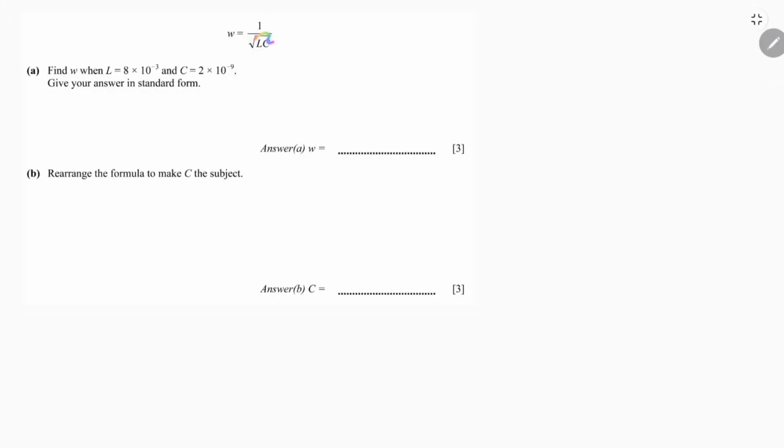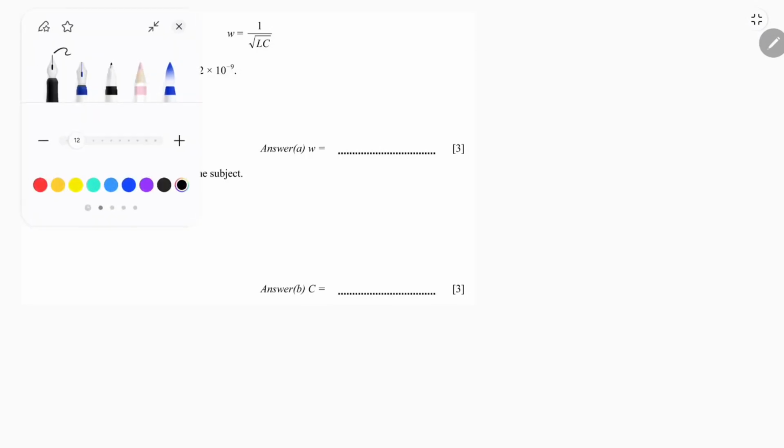W equals 1 by under root LC. Find the value of W when L equals 8 into 10 to the power of minus 3 and C equals 2 into 10 to the power of minus 9. And here they ask, give your answer in standard form. So first step, I'll substitute the values here.